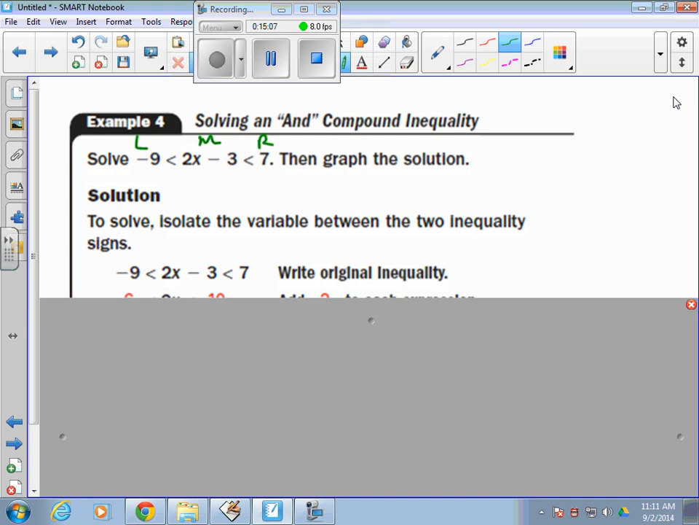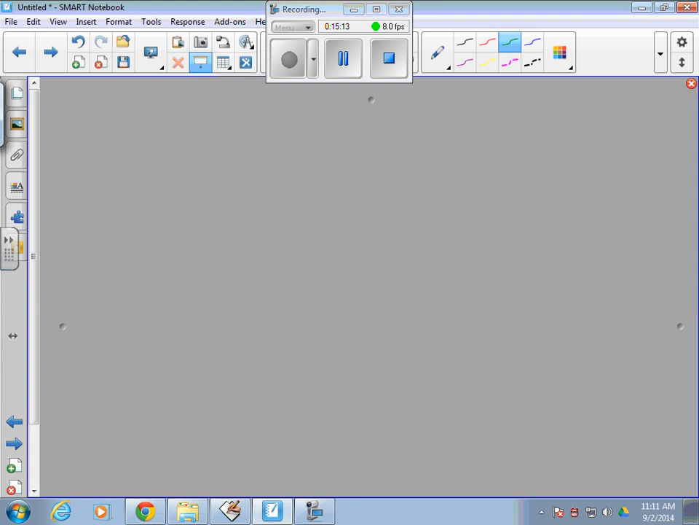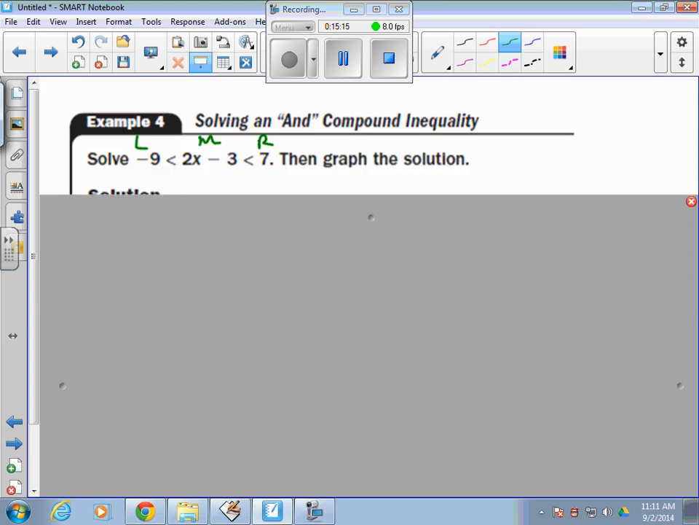So if you just cover up one part of it to where it doesn't bother you, just cover up, say, this side right here. Act like it doesn't exist for a minute. So you have 2x minus 3. You know how to undo minus 3. You add 3 to both sides. You would add it there. You'd have to add it here. Negative 9 plus 3 gives you negative 6.